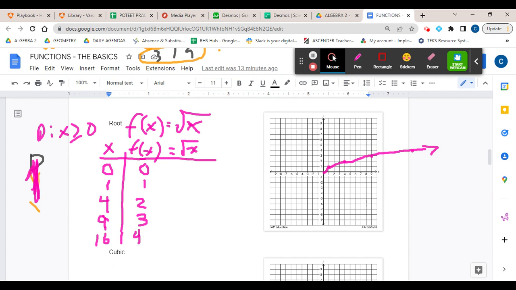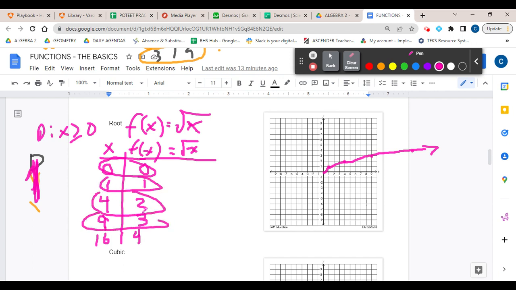So that's why we have these graphs. You're just doing the simple calculation, taking the input, doing whatever it is that we're doing to it, which in this case is the square root, to get the output. And now you have a series of points: 0, 0, 1, 1, 4, 2, 9, 3, 16, 4.